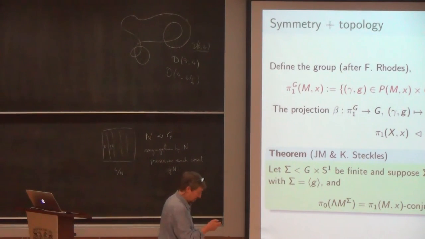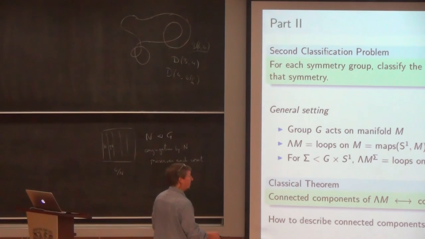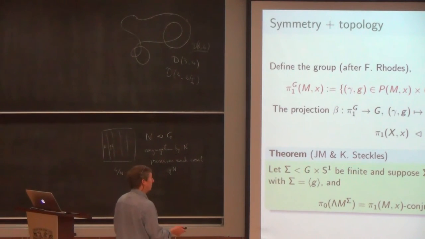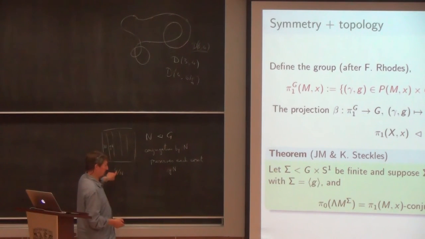So the theorem that corresponds to the theorem on the connected components of lambda M, where conjugacy classes of pi 1 become connected components of loops, with given sigma is: pi 1 is a normal subgroup, this G was pi 1 G.